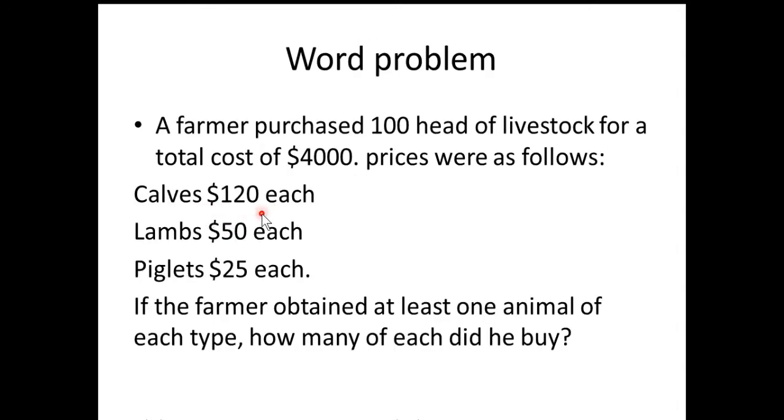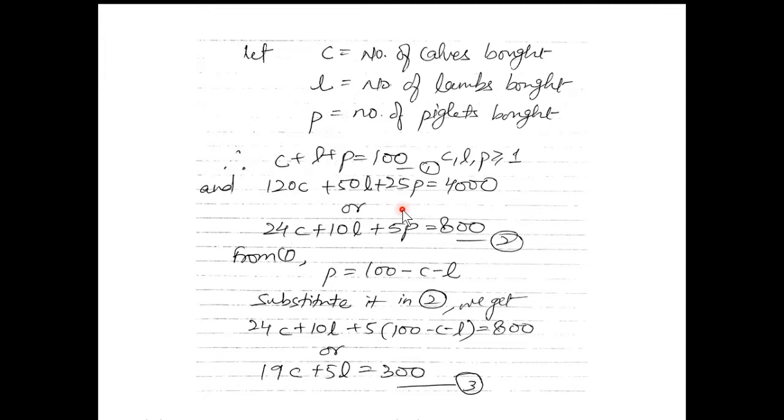So 120 for calf. So if C is the number of calves, then total cost will be 120 C. And if L is the number of lambs, then total cost will be 50 L. And if P is the number of piglets bought, then 25 P will be the cost for piglets. So if we add all, then we get the total cost 4,000. So that we have done here. And then you can just divide it by 5 and you get this equation number 2. So from 1, we can find that P is equal to 100 minus C minus L.